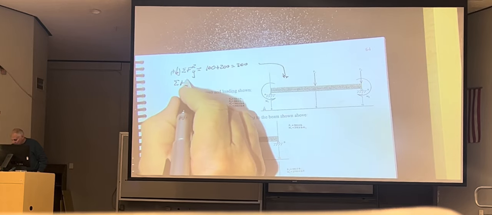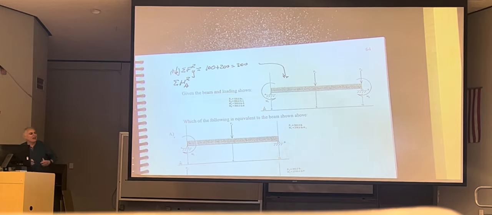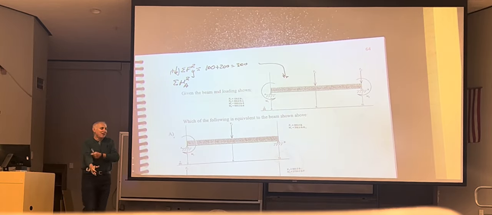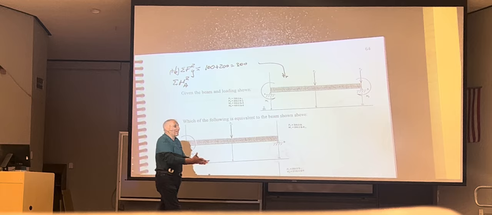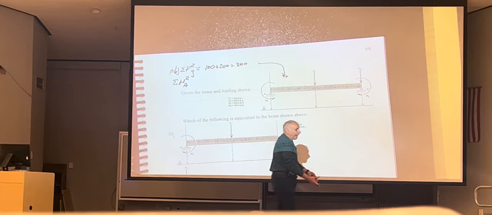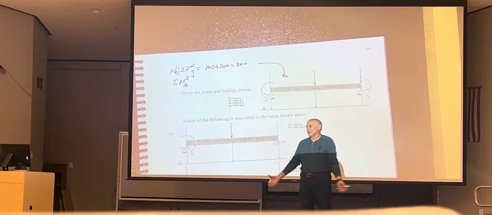Some moments resultant, and I'm going to take it about A. You can take it about any point you want. Of course, on the test, I'm going to make you take it about the point I specified. Why? Because I want everybody to have the same answer.